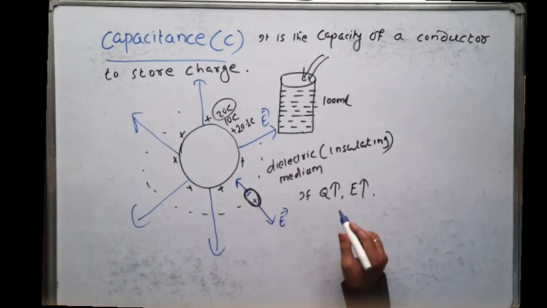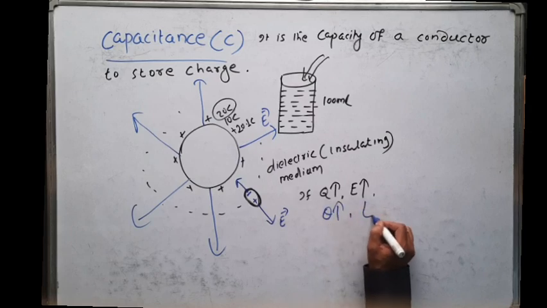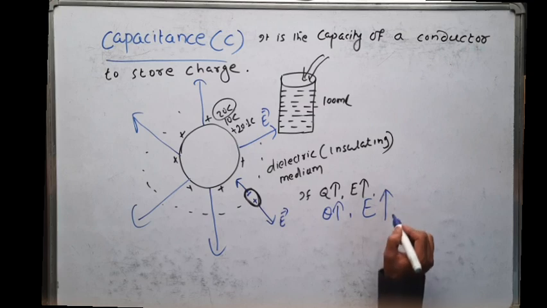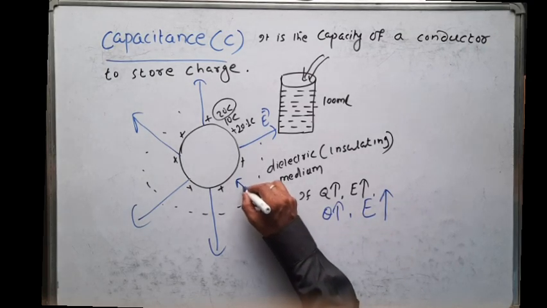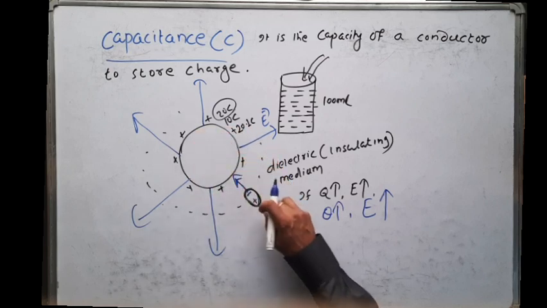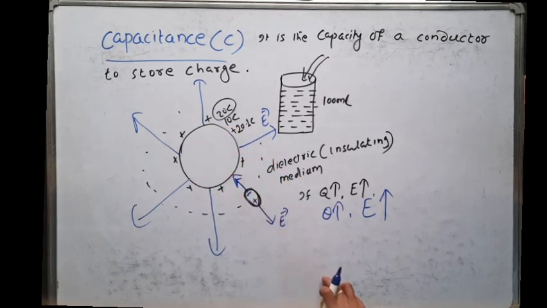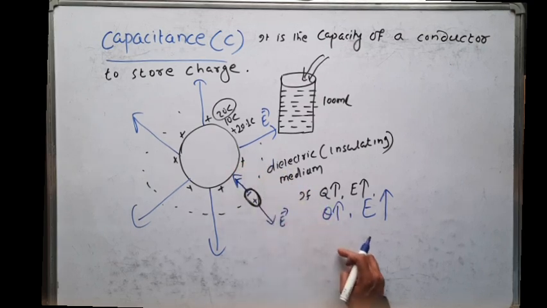Okay, so now if we increase Q further, what will happen? The electric field intensity will also increase. So after some value of electric field intensity, we will see this negative charge will come to the positively charged body, and the positive charge will move away from the body. So that means this dielectric medium will behave as a conducting body.